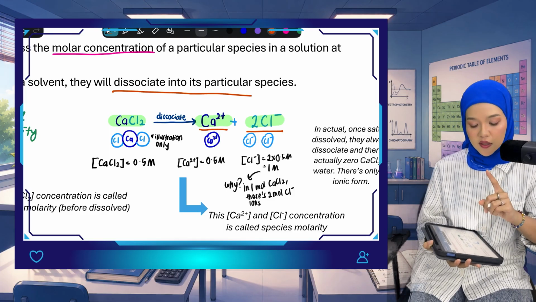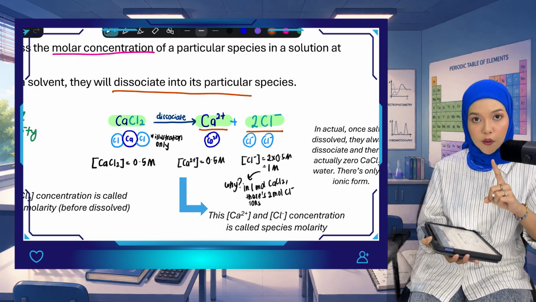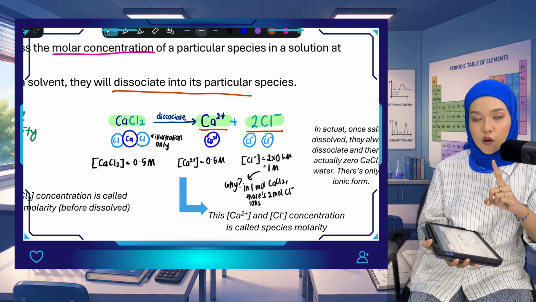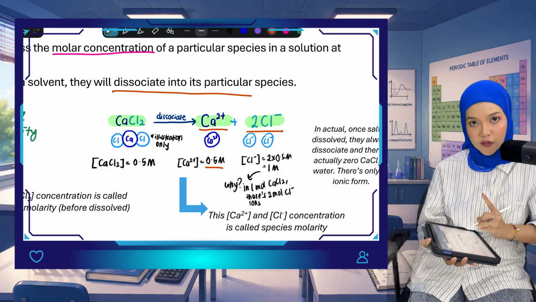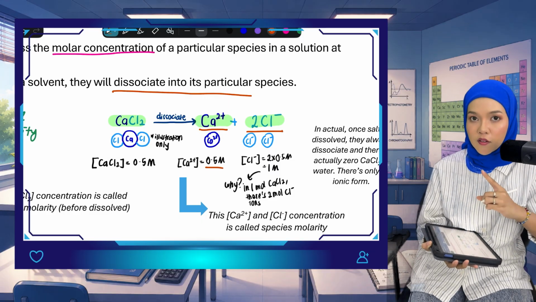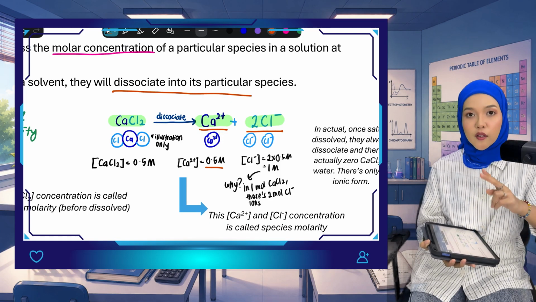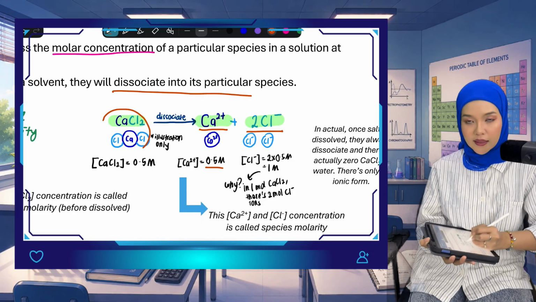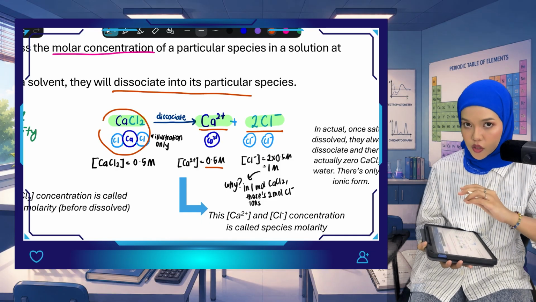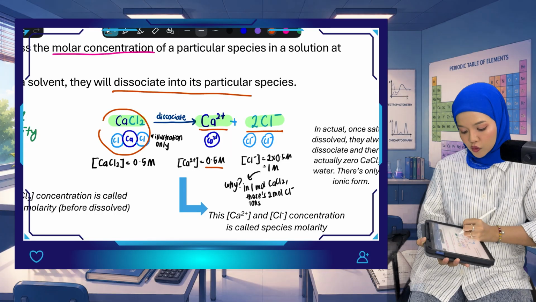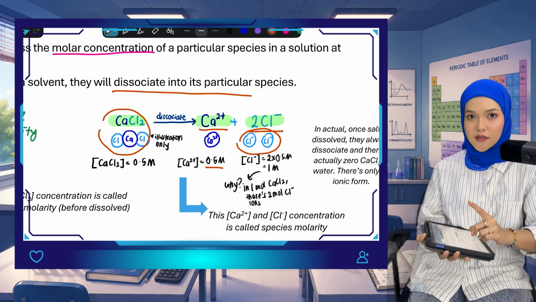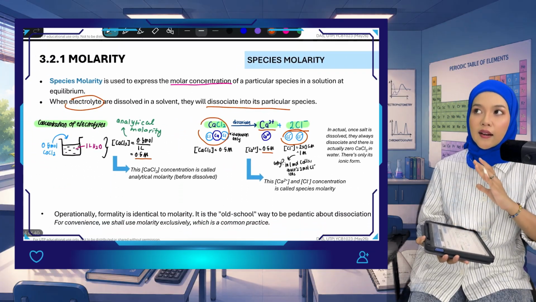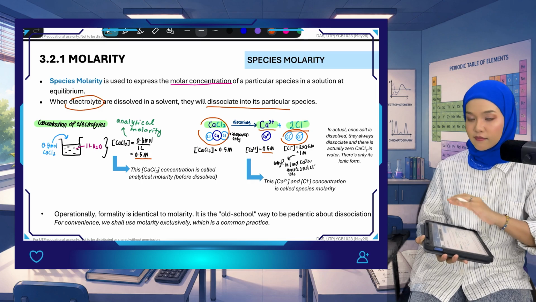So the analytical molarity is 0.5 molar, but the species molarity of calcium is also 0.5. But what about the species molarity of chloride ion? It is going to be 2 times 0.5. Why? Because when you have one calcium chloride and it dissociates, it is going to form 2 chloride ions. So I hope that you are able to differentiate between analytical and species molarity.